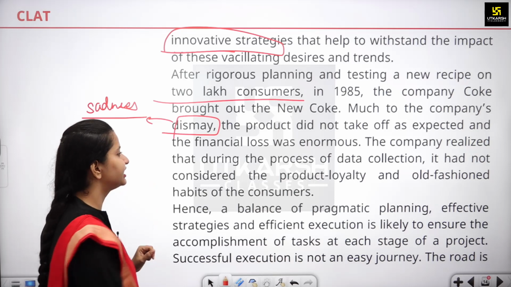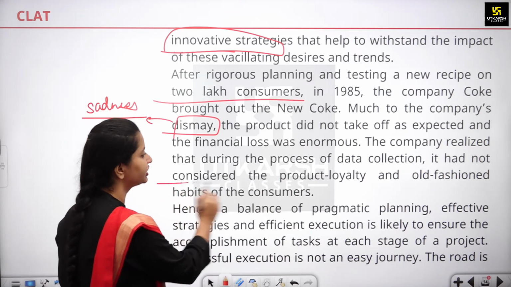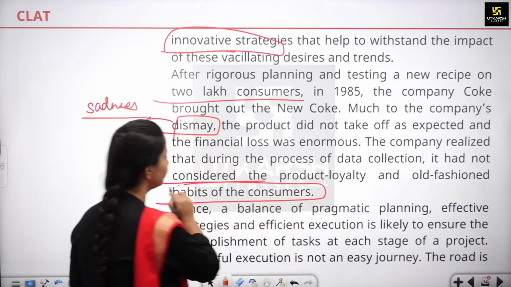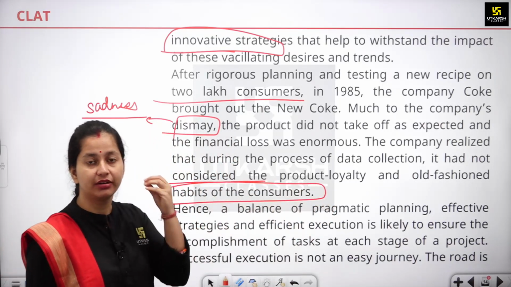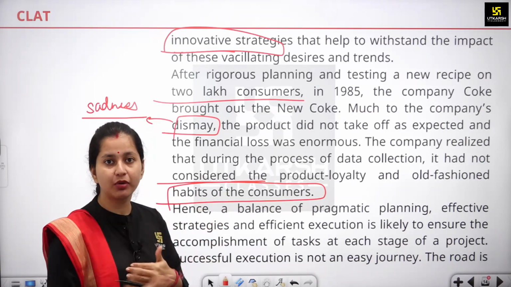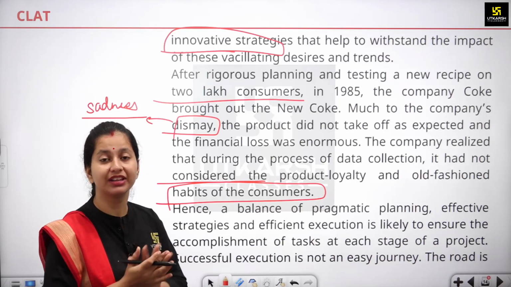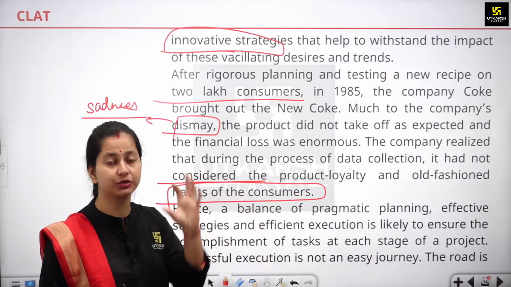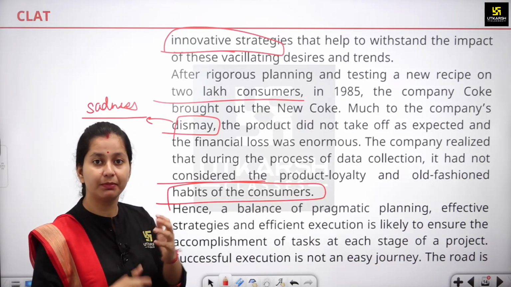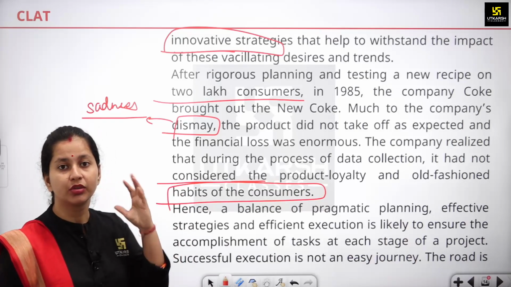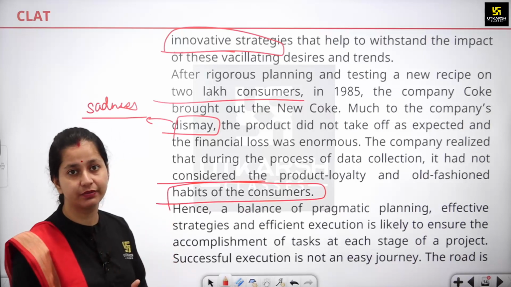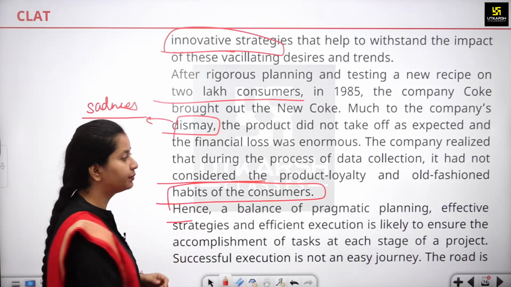The company realized that during the process of data collection, it had not considered the product loyalty and old-fashioned habits of the consumers. It means they had not taken care of that. There are possibilities that there must be some adherence to some particular product. There must be some adherence to some of the traditional things that people usually used to use. So that is why their product has failed, and hence the balance of pragmatic planning.